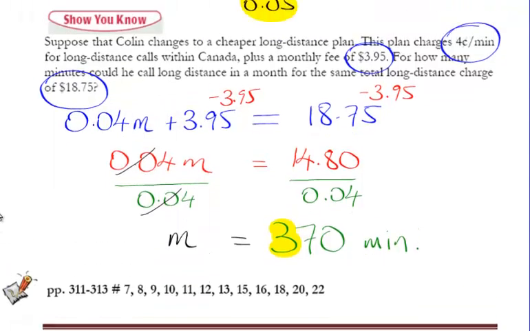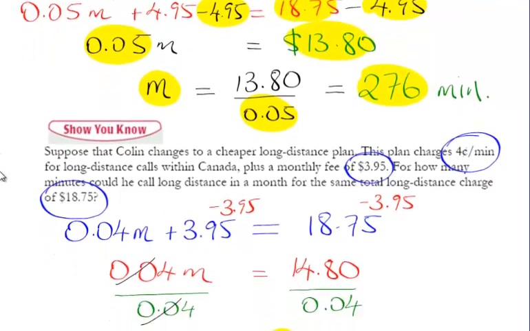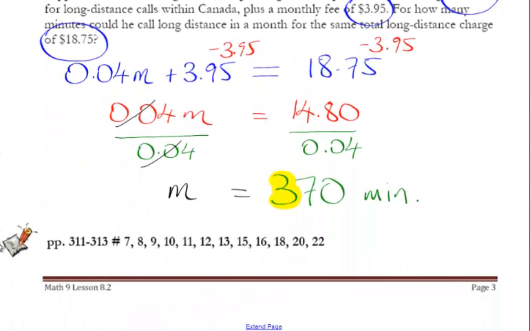Now, should Colin change his plan? Well, the first plan gave him 276 minutes for a total cost of $18.75, and guess what? On his new plan, lower rate, he gets 370 minutes. So what you're going to be doing in class the next day, you'll be working on these questions here.